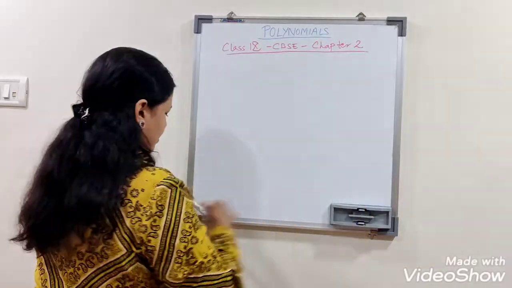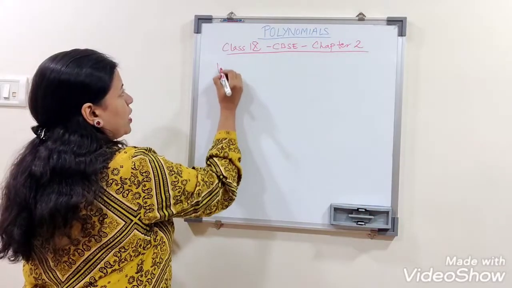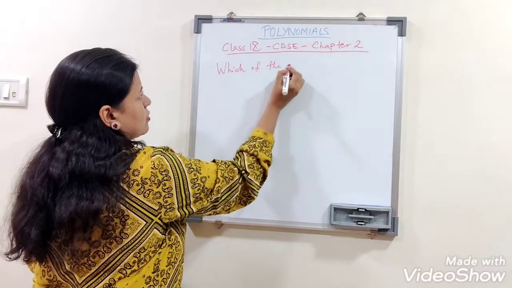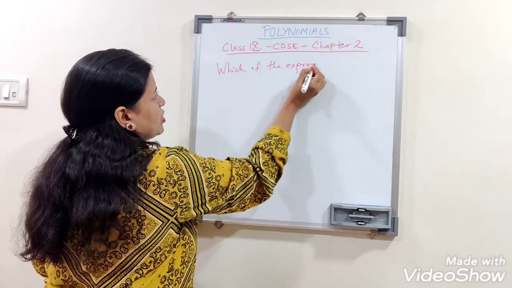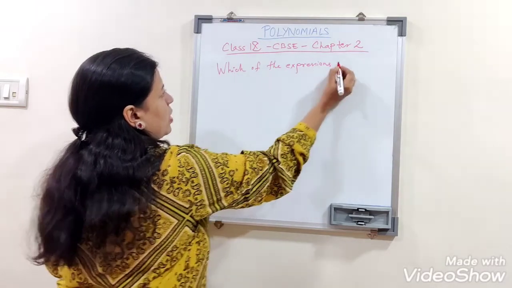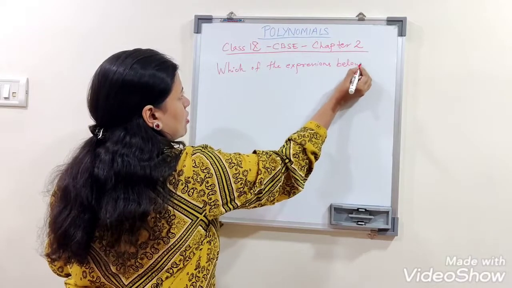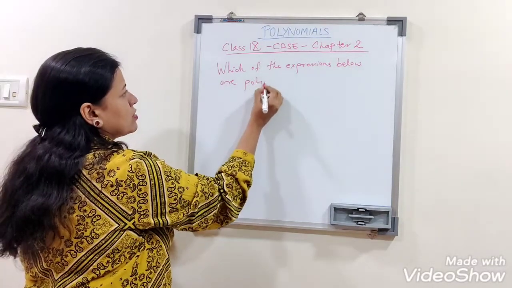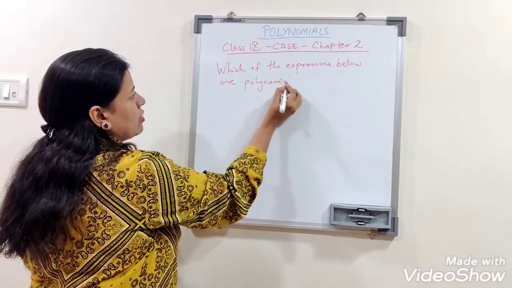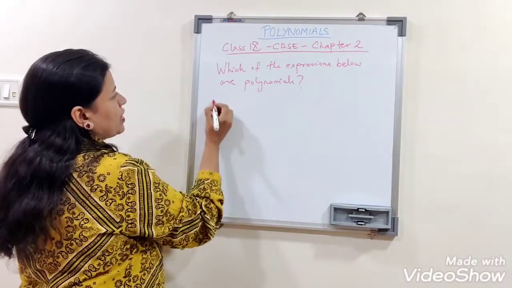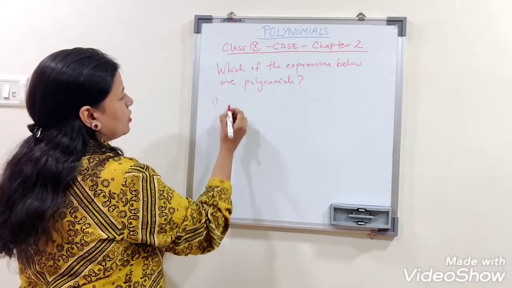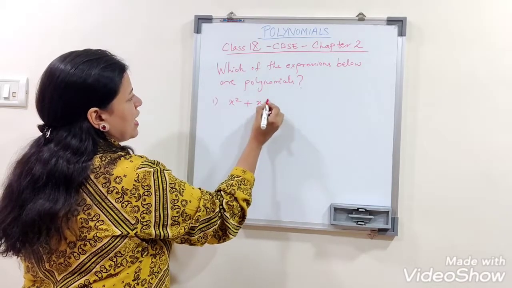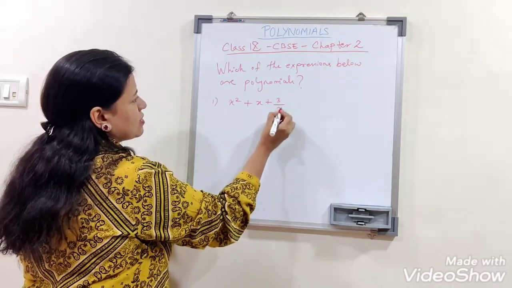Now the question is, which of the expressions below are polynomials? Okay. So for example, if I ask you about a polynomial, say x squared plus x plus 3 by x.